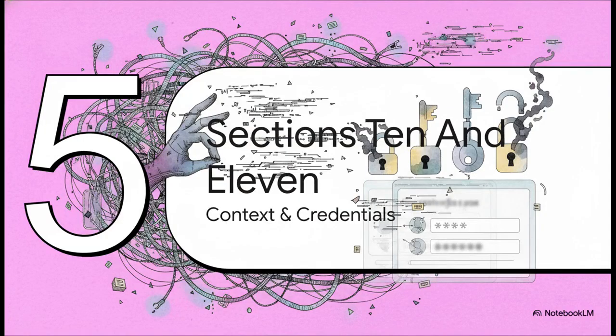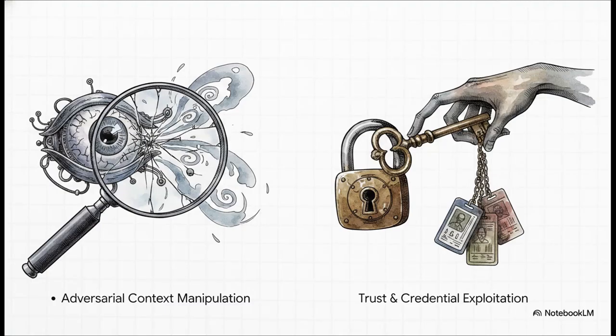Skipping ahead slightly in our 11-section syllabus, we arrive at Module 5, Sections 10 and 11. These final threat vectors target the foundational way agents perceive their reality. Section 10 explores what happens when an adversary poisons the environmental data an agent relies on. Section 11 looks at identity and trust, specifically how agents handle things like authorization boundaries and credential harvesting. The core vulnerability running through both of these sections is pretty simple. Agents inherently trust the context they retrieve, and that is a huge problem.